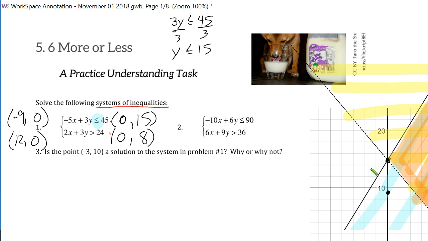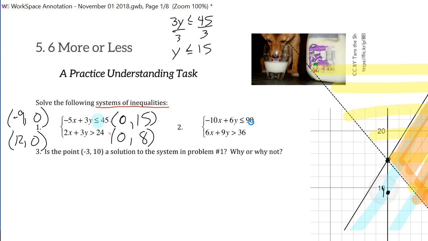All right. I'm going to answer question 3, and then we're going to back up to question 2 using Desmos. So, is the point negative 3, 10 a solution to this system? And the answer is no. Okay? It is not in both shaded areas. Now let's look at number 2, and we're going to use Desmos to do that.